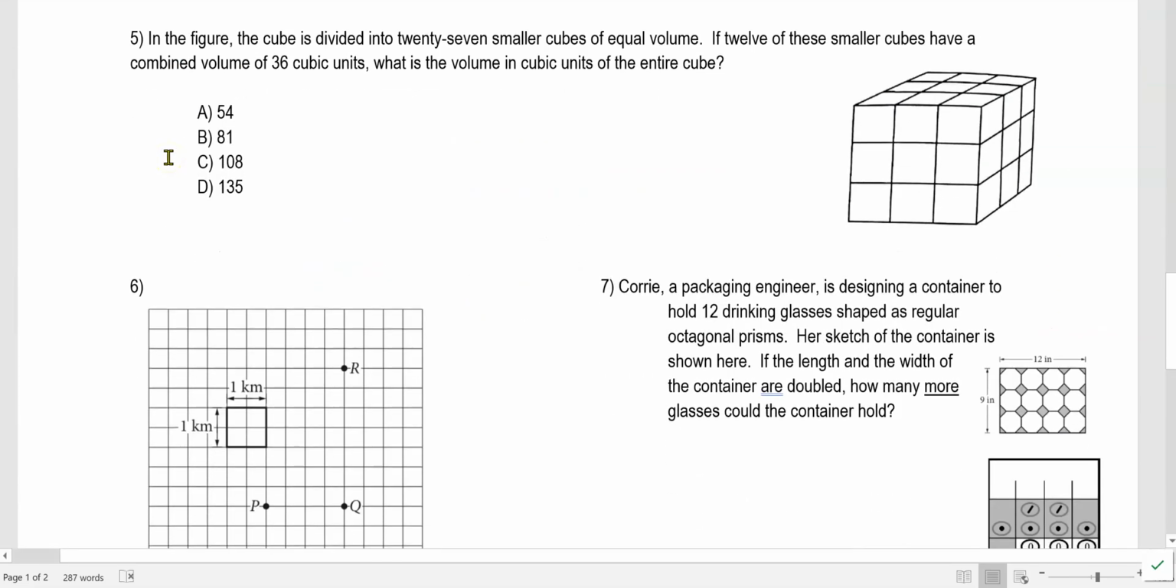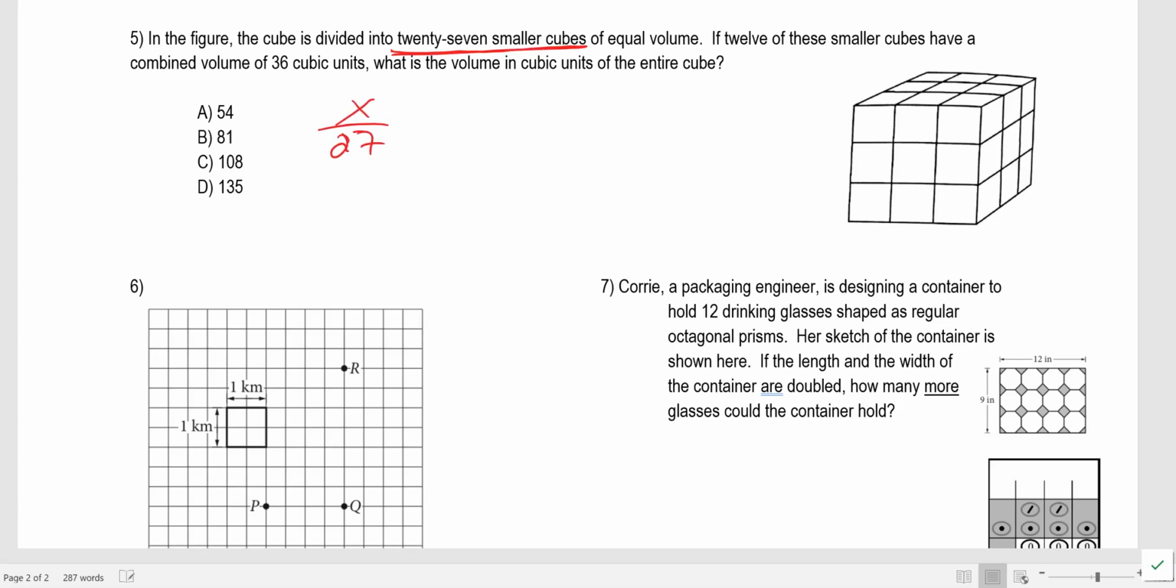Okay. Question number 5. In the figure, the cube is divided into 27 smaller cubes of equal volume. If 12 of these smaller cubes have a combined volume of 36 cubic units, what is the volume of the entire thing? Well, let's use a ratio. Okay, so we have 27 smaller cubes. So x over 27.